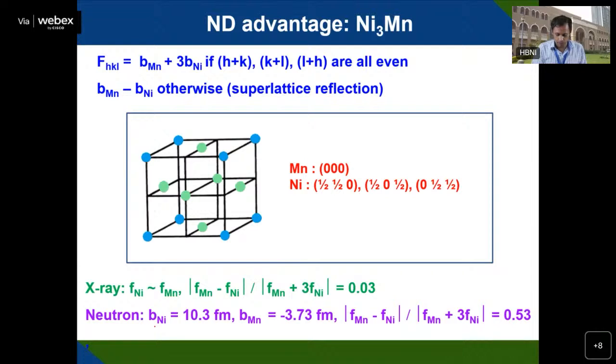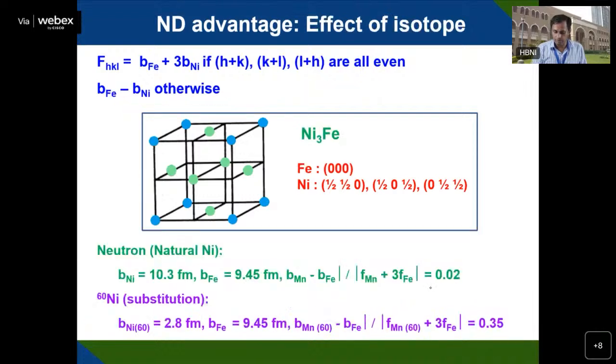Similarly, there is an example I have shown here, that is Ni3Mn. In XRD, the scattering factors are almost cancelled out, but here in neutron you will get b_Mn minus b_Ni. Because of this high value of the scattering length ratio in case of neutron, you will be able to get better information about the superlattice structure.